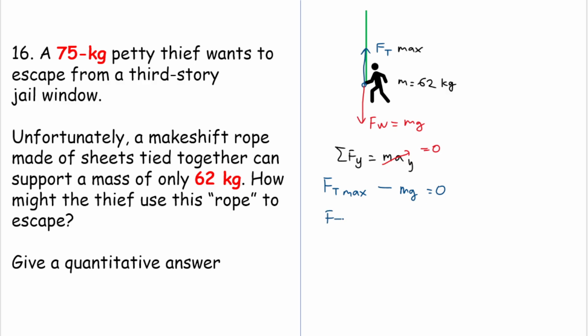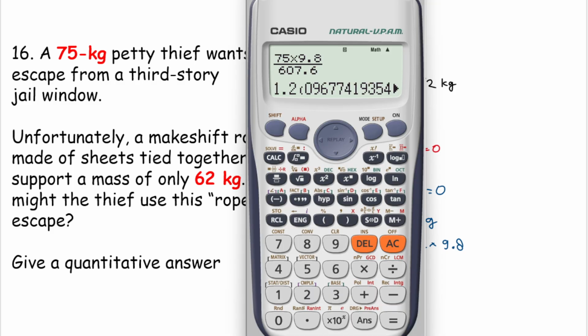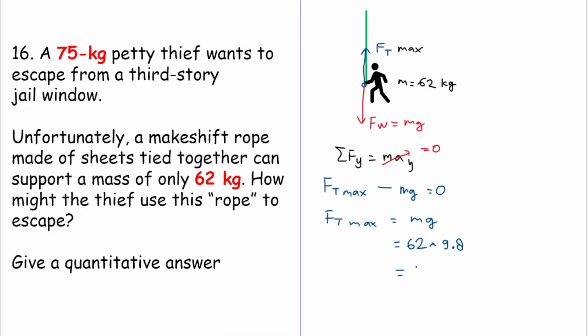So Ft max is equal to mass times gravity, which equals 62 times 9.8. That will be 607.6, and the unit here will be Newtons. So this is the maximum tension, Ft max.